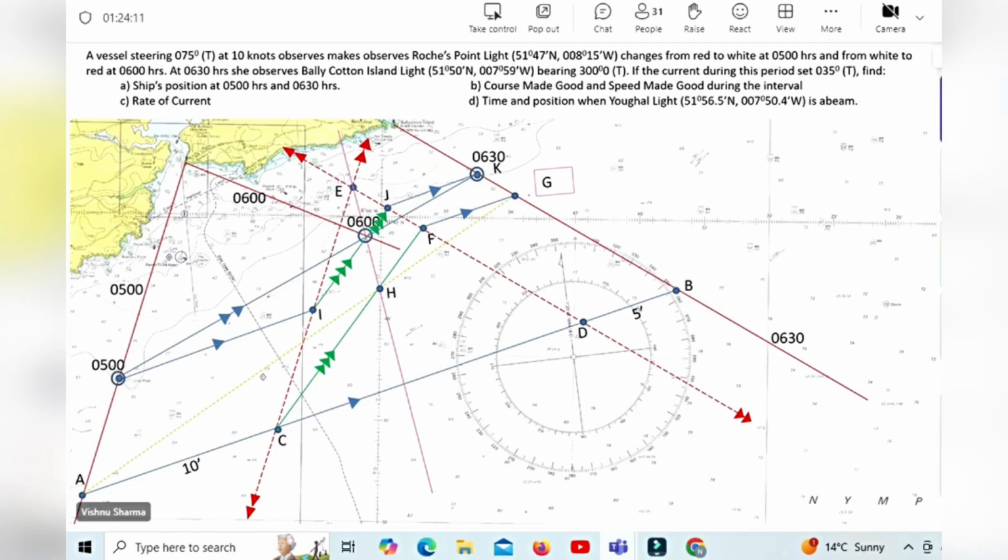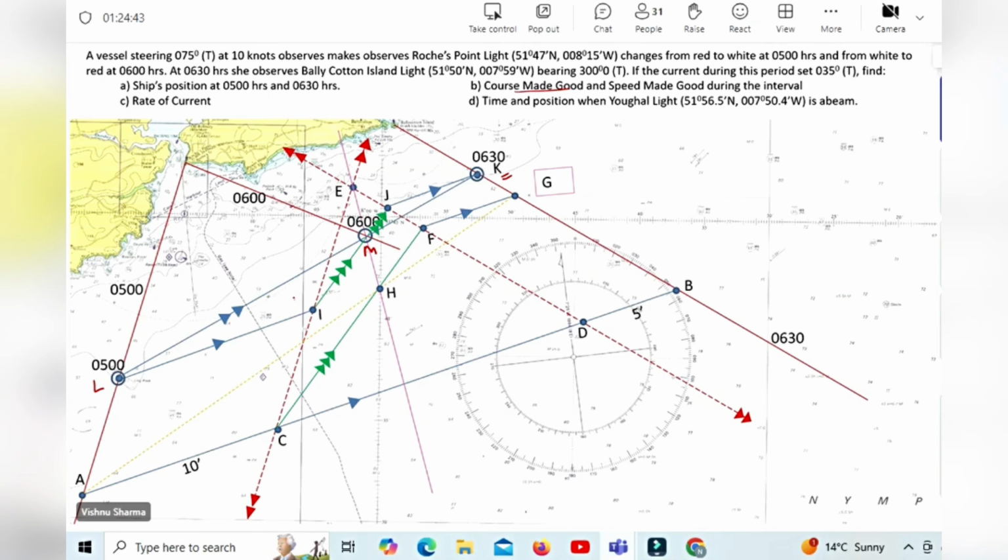CMG. Now CMG will be, okay, let me name this point. That is named as K. So let me call it as L. And let me call it as M. Okay. Now direction from L to K is the CMG. Does everybody agree with me? L to M, sorry, L to M or L to K is the CMG, right, guys? Yes. Yes, sir. Speed made good. Now it's up to you. If you don't have time, you can measure LM. That is for 1 hour.